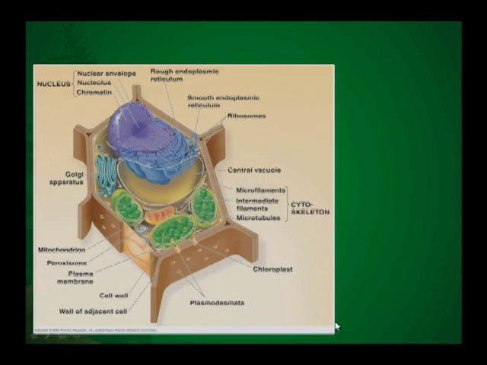And so plants and animals would be an example of eukaryotic cells. And you may recall that eukaryotic cells have a membrane-bound nucleus. They have a number of additional organelles. So these are large, complex cells.